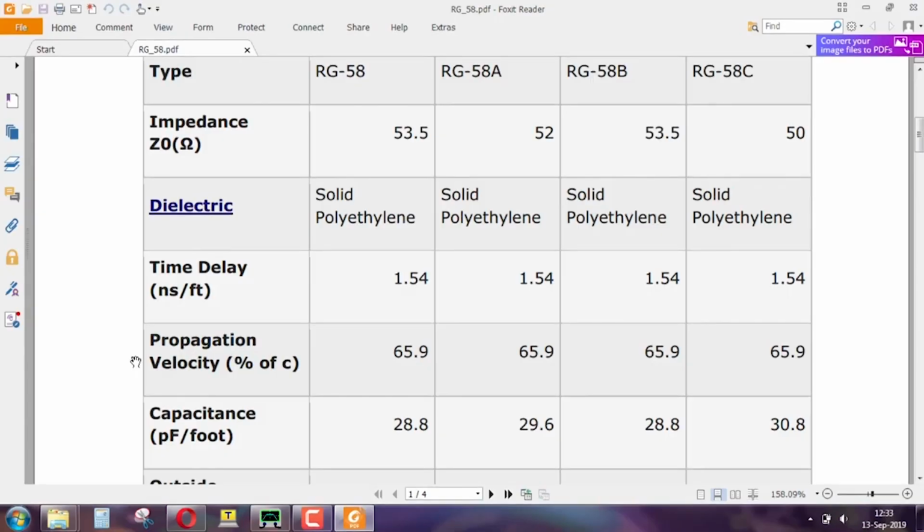Maybe you can pick up varieties of cables. 66% of the speed of light is about 2 times 10 to the power 8 meters per second.